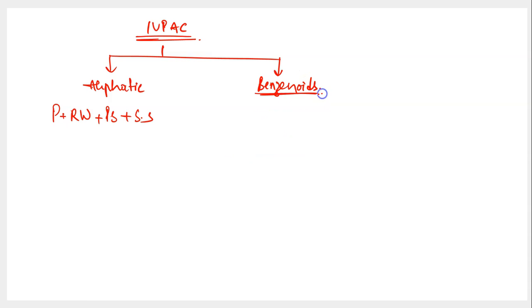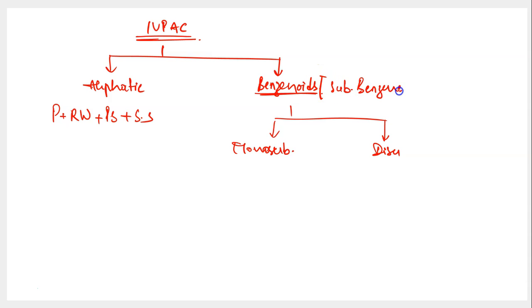So over here, while you name benzenoids, there are two segments again. The first one is, what kind of benzenoids are you naming? Are you naming mono-substituted benzenes or di-substituted benzenes? First of all, benzenoids are nothing but substituted benzenes, right? We are talking about substituted benzenes over here. So how many substituents do you have on the benzene ring? If you have one substituent, you call it mono-substituted benzene. If you have two substituents, you call it di-substituted benzene. So mono-substituted benzenes and di-substituted benzenes have two different sets of rules to be learned. So we would have to be learning both of them in detail.